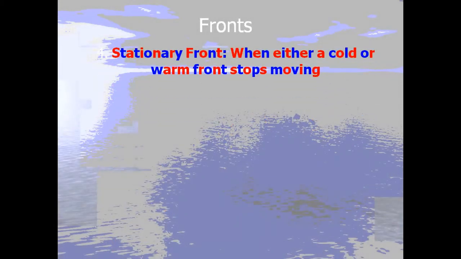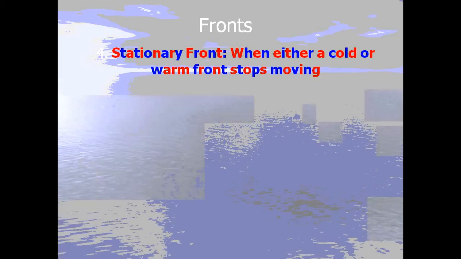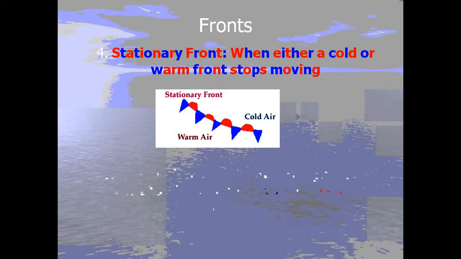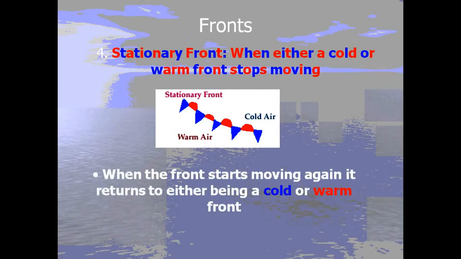So, with the stationary front, it's shortened as a definition to mean when either a cold or warm front stops moving. That's the short definition. And here the image depicts what a stationary front looks like. You have the blue triangle and the red half circles, and they're both pointing in different directions, pointing away from the warm air and pointing away from the cold air, respectively. And when the front starts moving again, it returns to either being a cold or warm front.